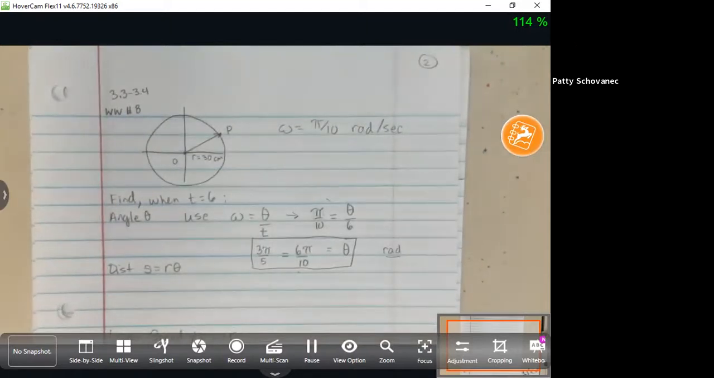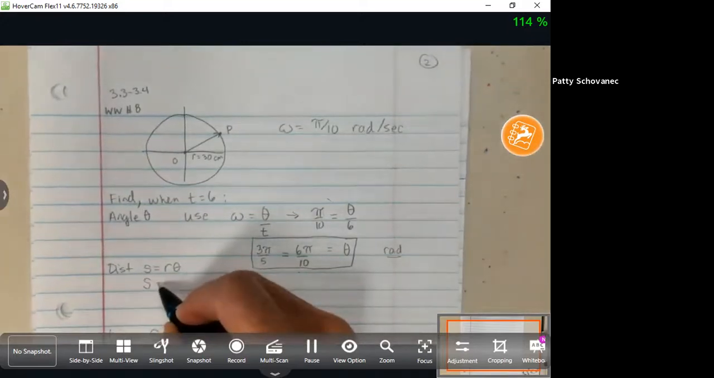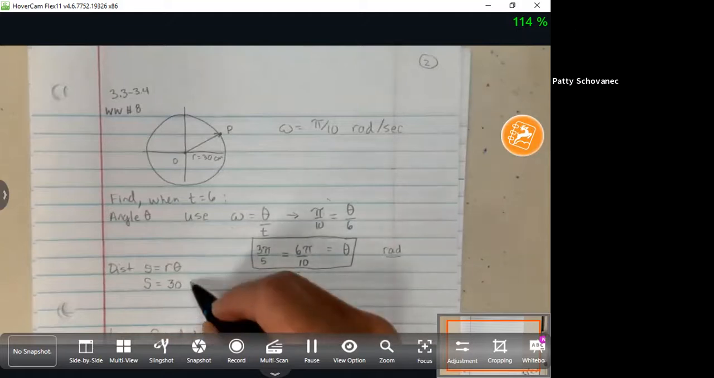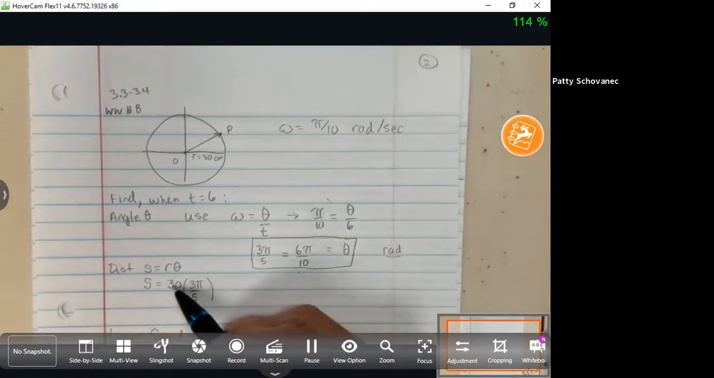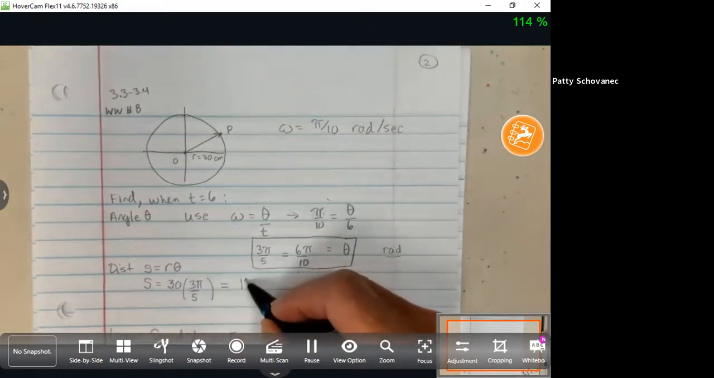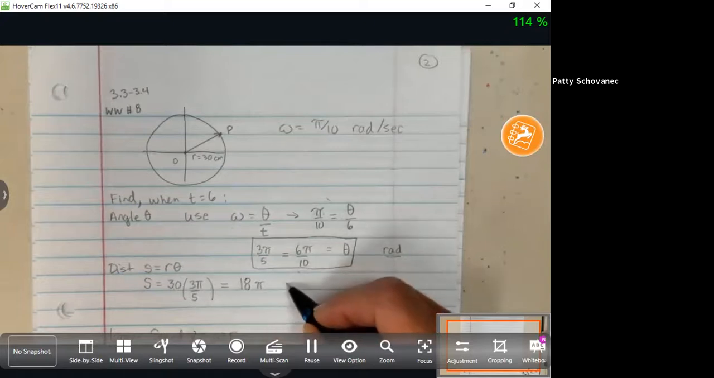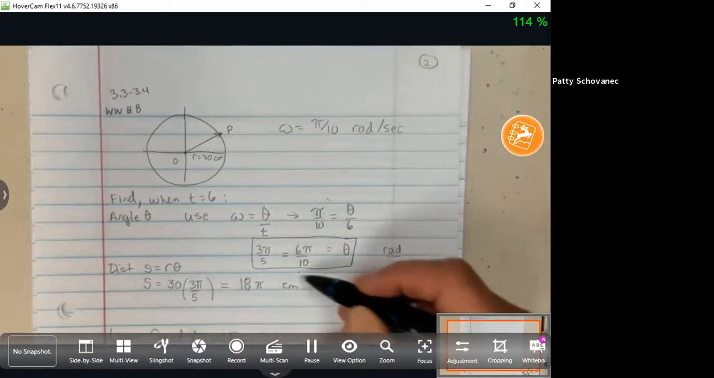Now we're going to use that to find the distance traveled. So it's going 3 pi over 5 radians on a circle of radius 30 centimeters. So I just multiply those two together. S is equal to 30 times 3 pi over 5. And let's see, 5 goes into 30 6 times. 6 times 3 will give me 18 pi. That's a linear measurement, so that's going to be in centimeters.